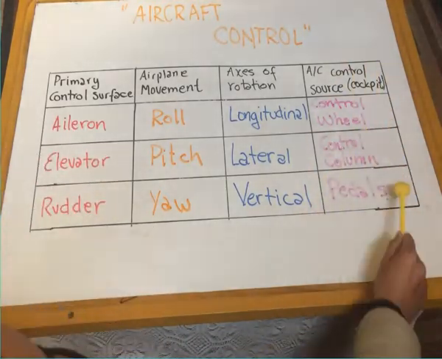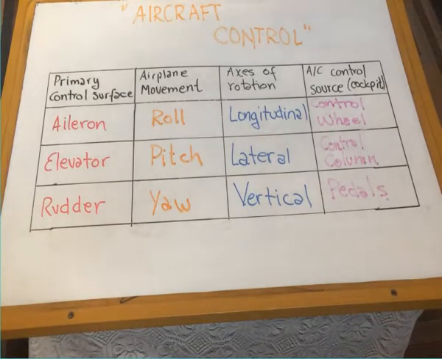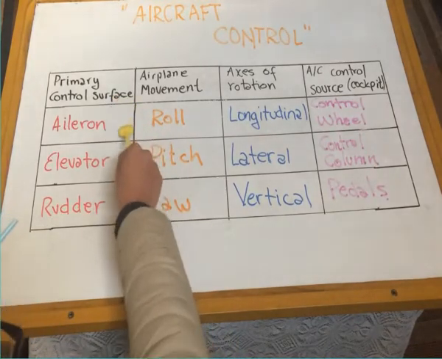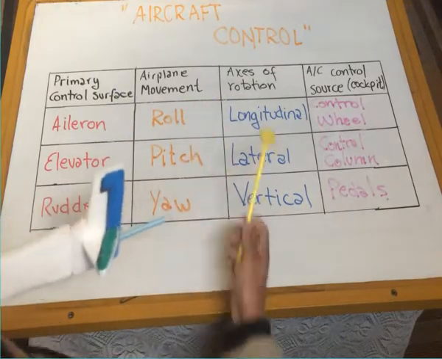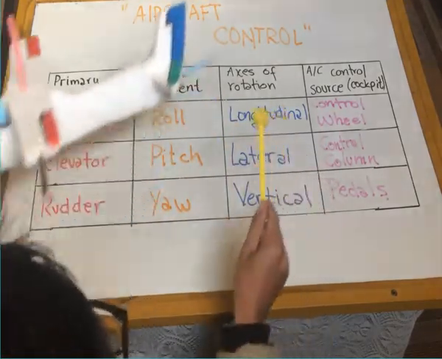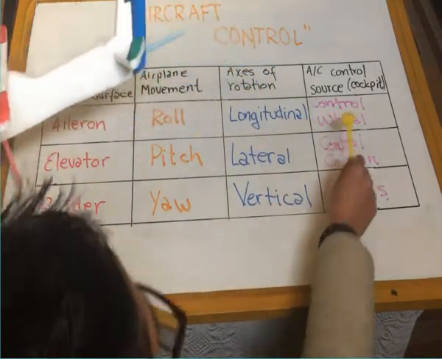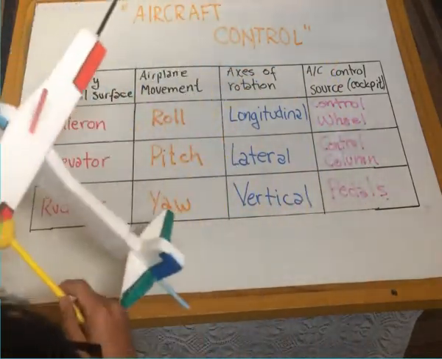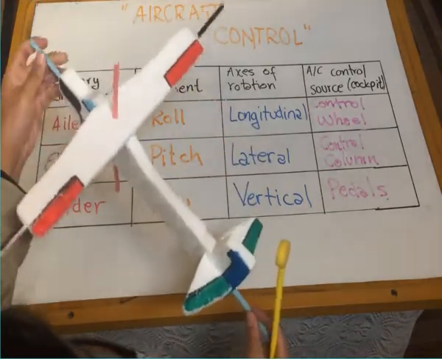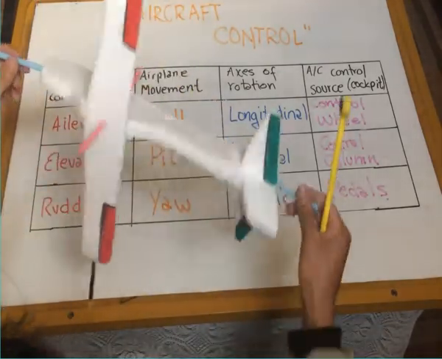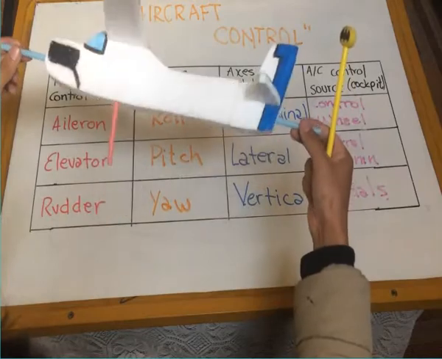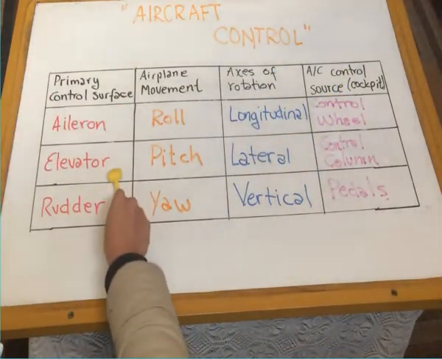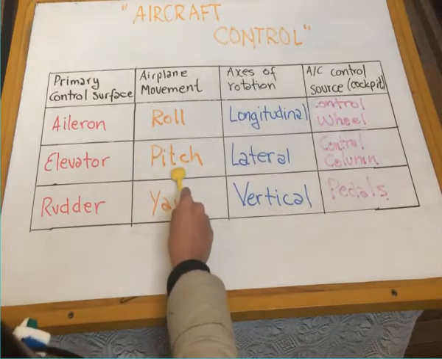control column, and pedals. For example, with the primary control surface aileron, we do the roll in the longitudinal axis with the control wheel in the cockpit. So with the ailerons here painted in red, we do this movement, okay, on the longitudinal axis, okay, this is the longitudinal axis.